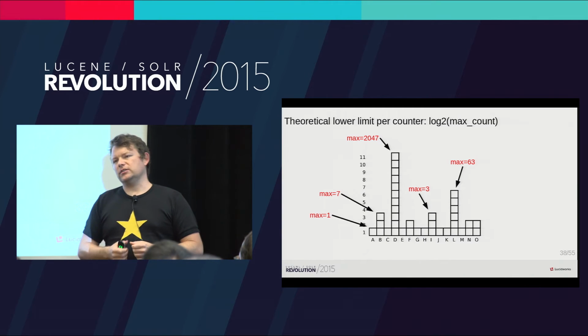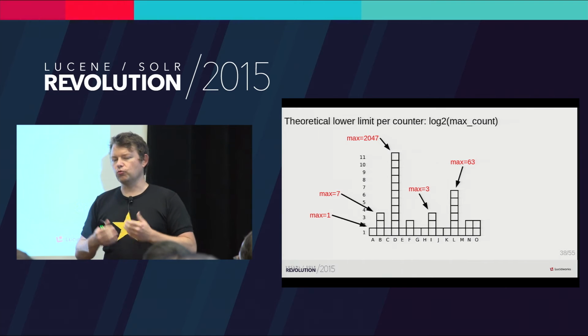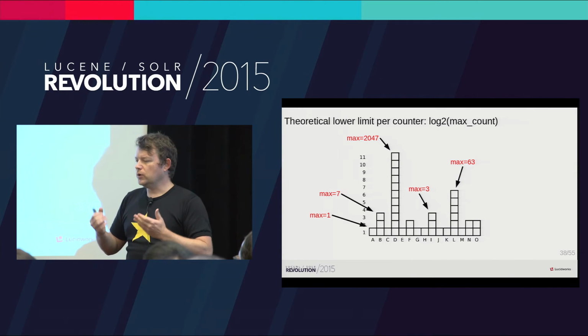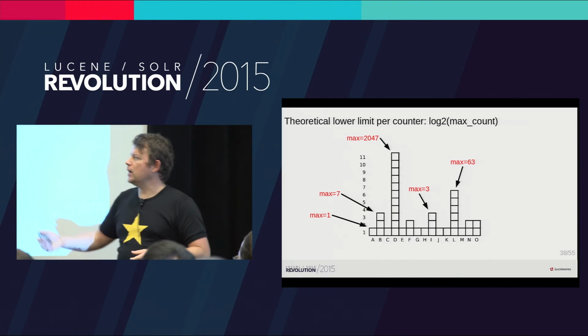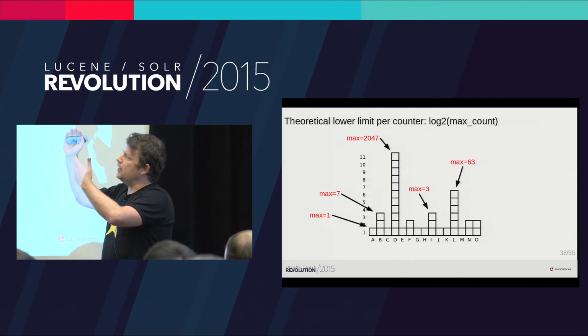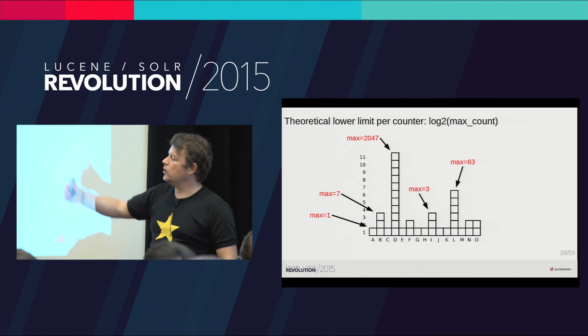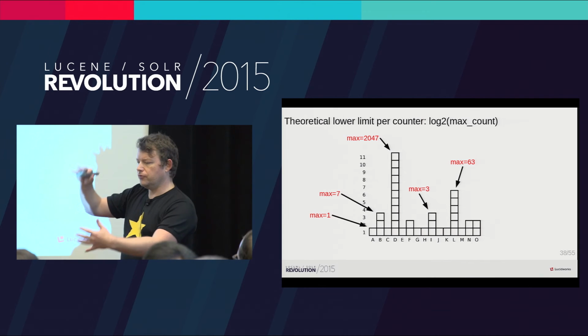How many bits does it take to represent these counters? Well, if the maximum count is 1 for a given term, then we only need 1 bit, theoretically. If the maximum count is 7, we need 3 bits. So this, in the ideal world, would be the most compact representation of the counters for the structures. Free-floating bits.